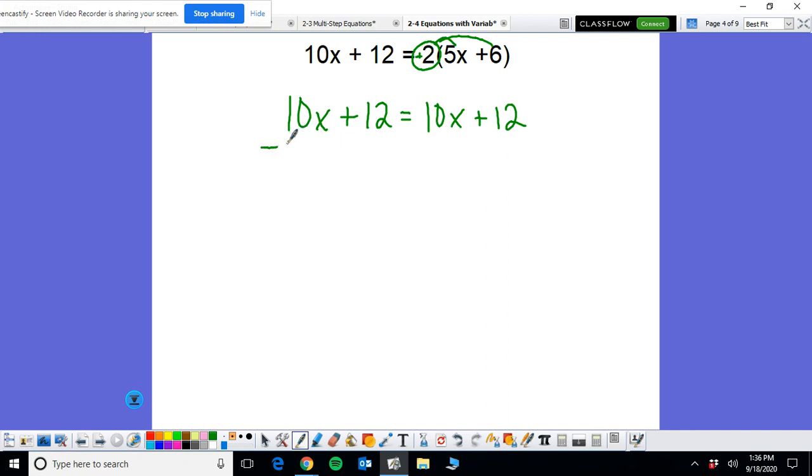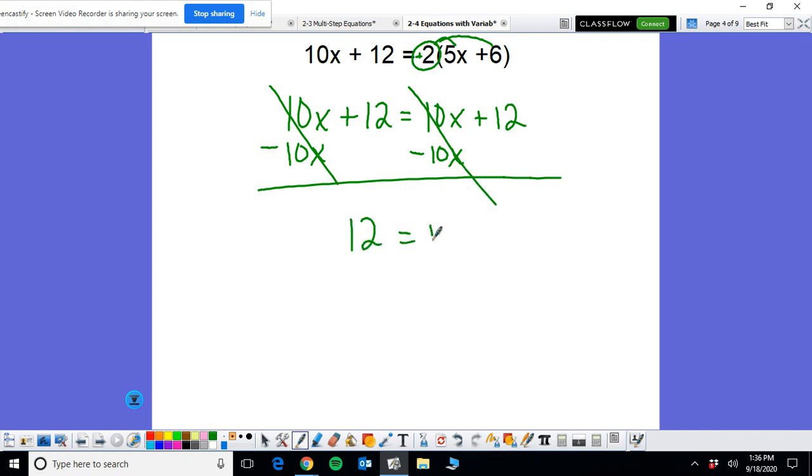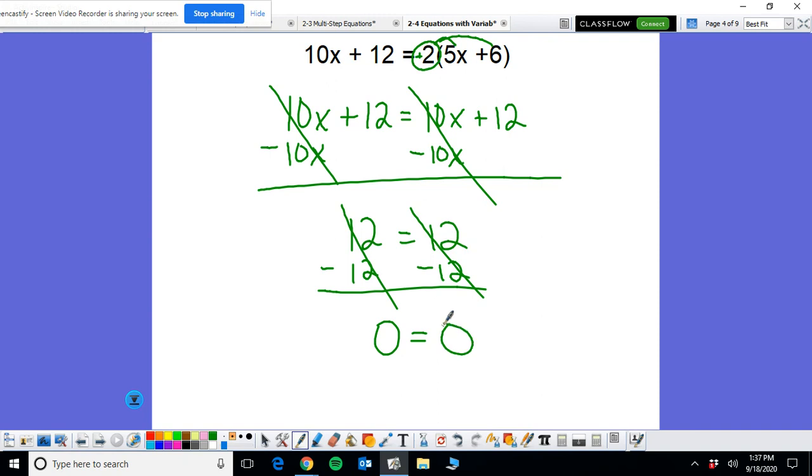It doesn't really matter, I guess. So I do that by minus 10x on each side. That makes that go away. But wait a minute, it also makes that go away. So I'm left with 12 equals 12. And then if I really want to continue the problem, which you don't even have to keep going, I would take away 12 on each side. Now it's getting a little confusing. I'm probably assuming that's what you're thinking. 0 equals 0. Well, that is a very interesting problem here.